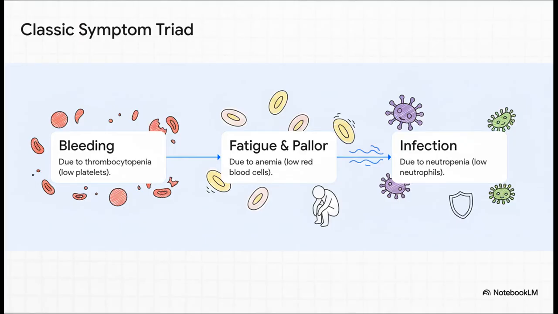So remember how we said those blasts were taking over the bone marrow? Well, here's the direct result. When there's no room for platelet production, you get bleeding. No room for red blood cells, you get anemia and fatigue. And no room for your infection-fighting neutrophils, you get neutropenia and really dangerous infections. This triad is a direct consequence of that bone marrow failure.